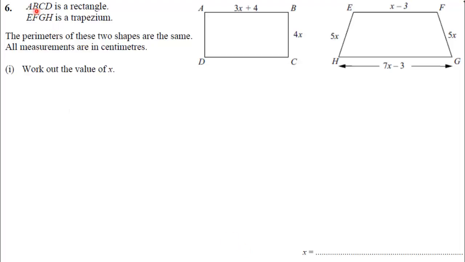Okay, this question says ABCD is a rectangle, and I could see that here in the diagram. EFGH is a trapezium. I could see that again here in the diagram. It has four sides and a pair of parallel sides. The perimeters of these two shapes are the same, so the distance around both shapes. If I added up the distance around the rectangle and the distance around the trapezium, they should be the same, even though they don't look the same.